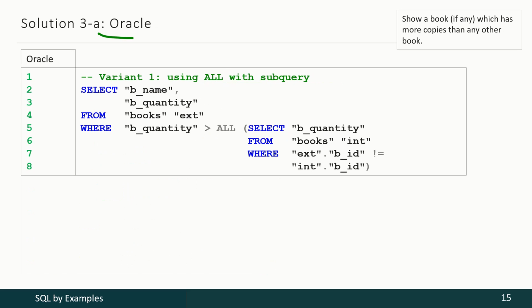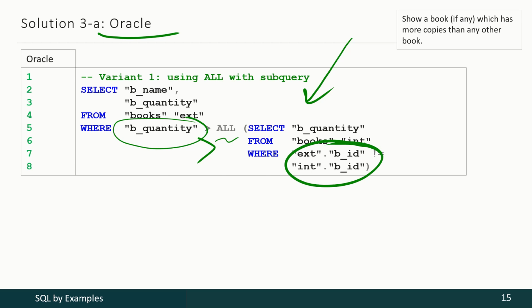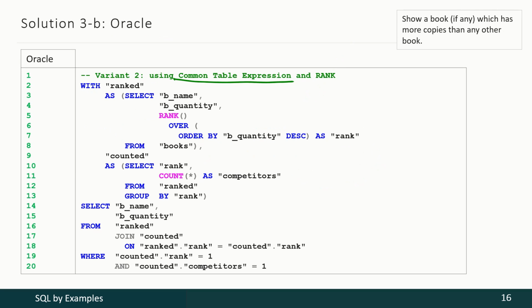In Oracle, the situation is the same. We may use correlated subquery, that is, to select a book with a quantity greater than quantity of all other books. Or we may use common table expression and rank, that is, to calculate the place for each book, calculate the number of competitors, and then select a book on the first place with no other competitors.